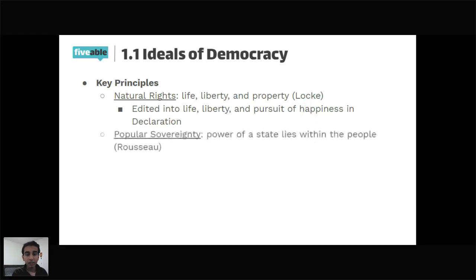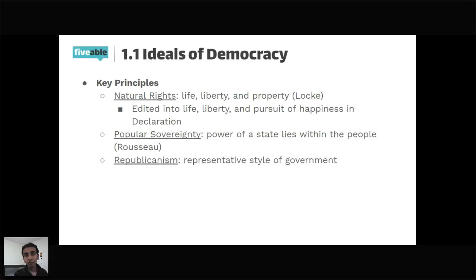Popular sovereignty, like I said before, is basically the power of a state lies within the people. The people have the power in the government, like Sandra said a few minutes ago. The thinker that inspired this was Rousseau. And then republicanism, this is basically a representative style of government. Republicanism is not equal to democracy.